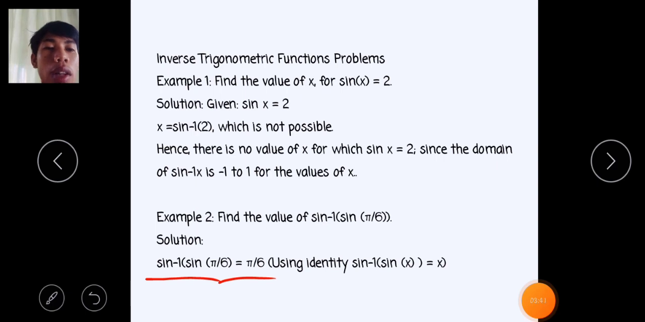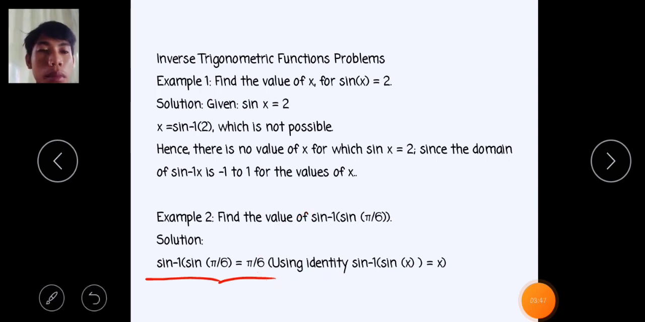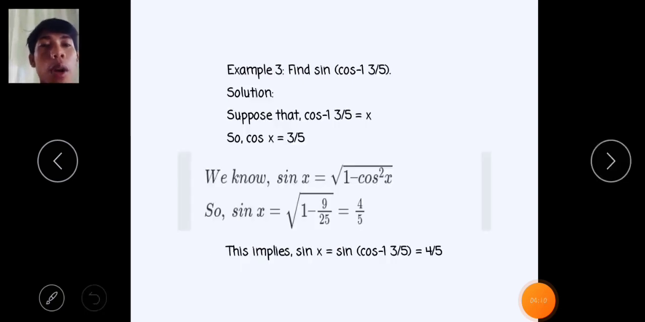using the identity of the arc sine, where arc sine of sine of x is equal to x. So this is the x, so it is equal to x. That's why the answer is pi over 6. So let's proceed to our last example.